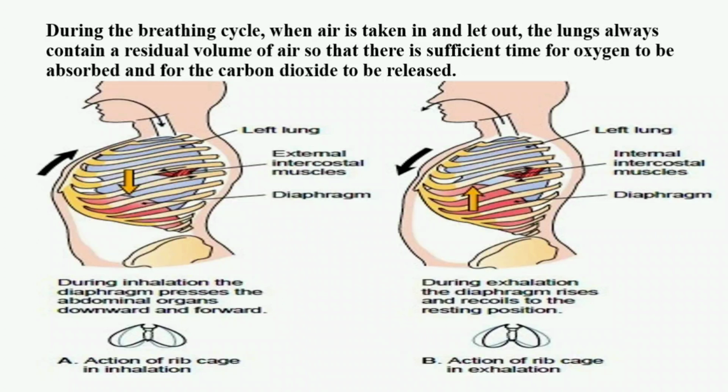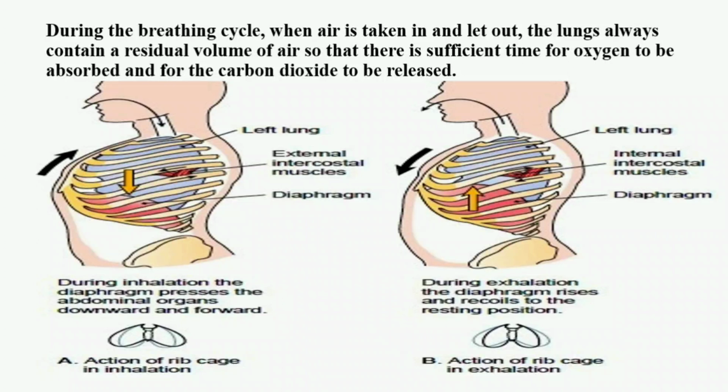Coming to the next slide, here we can see during the inhale and exhale, this complete inhaling and exhaling is known as one breathing cycle. So during the breathing cycle, when air is taken in and it is coming out, the lungs always contain a residual volume of air, so that there is sufficient time duration for oxygen to be absorbed and for the carbon dioxide to be released.